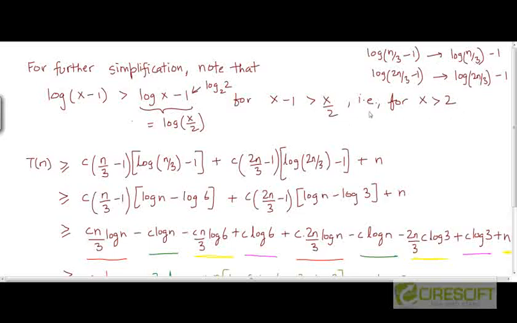Now, this is obviously going to be true if n by 3 is greater than 2 and if 2n by 3 is greater than 2, because this inequality applies for values of x greater than 2. So again, that translates to n needing to be greater than 6, because if n by 3 needs to be greater than 2 and if 2n by 3 needs to be greater than 2, both these conditions will be true if n is greater than 6. So what we'll assume is for values of n less than or equal to 6, let's prove that the claim is true for those values of n within the base case itself.